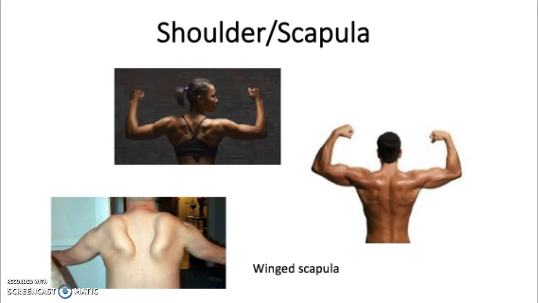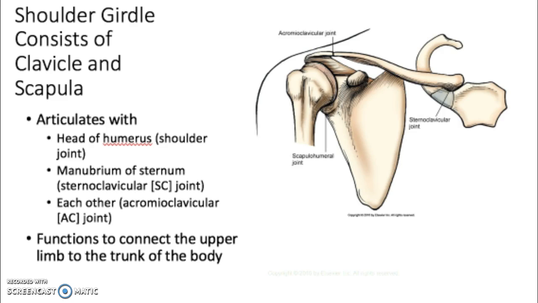So I'm not going to read this stuff to you. I want you guys to be able to go through these. I'm just going to give you an overview of everything. So the shoulder girdle basically is the clavicle and the scapula, and included in the shoulder views are the head of the humerus, the proximal portion of the humerus, and the manubrium of the sternum where the clavicle attaches.